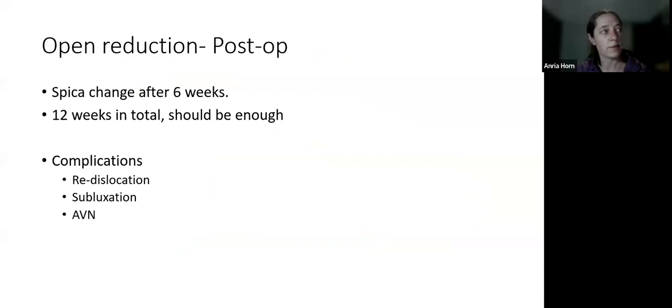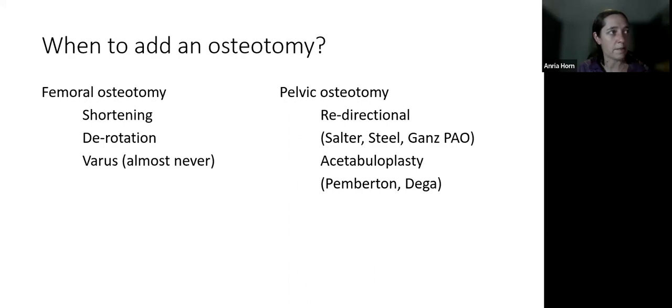Okay, and then post-operatively, we change the spica at 6 weeks, 12 weeks in total. But then there are complications as with anything else. Redislocation is the most dreaded complication because once you've had to go back and redo an open reduction, it's a world of hurt. The tissue planes are scarred, everything's small and stuck down and sticky. It's very unpleasant. And then AVN.